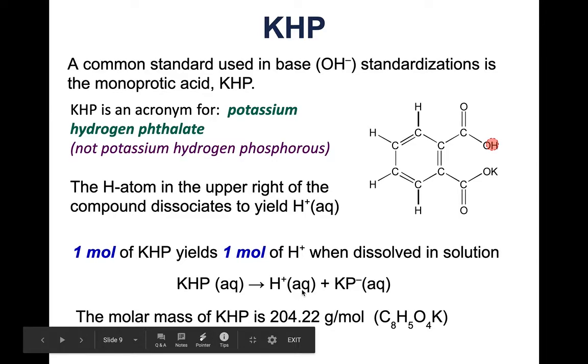The other piece of information we need about it is its molar mass. Of course, you could calculate this off the periodic table, but for the purpose of the next problem, I'm including it here. It's 204.22 grams per mole. So let's look at an example.